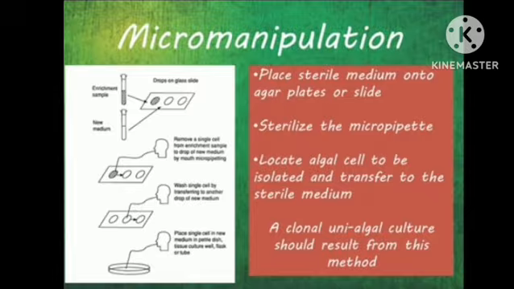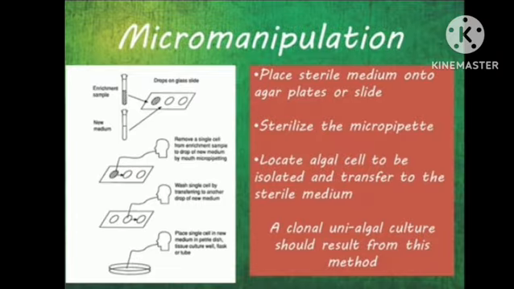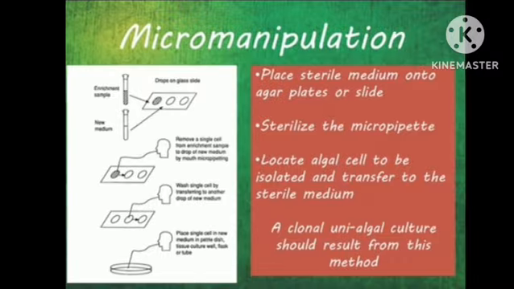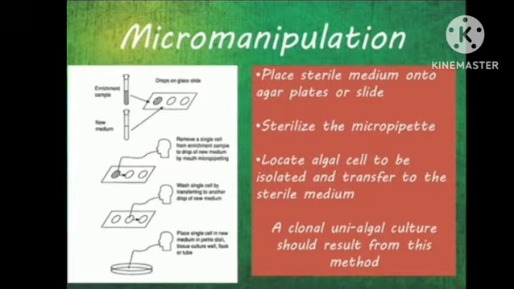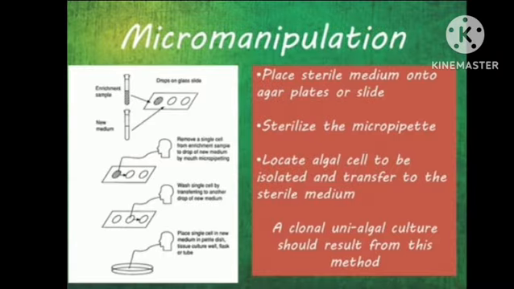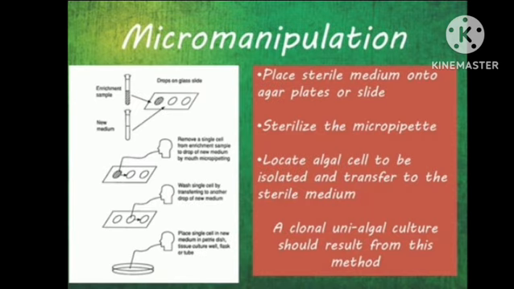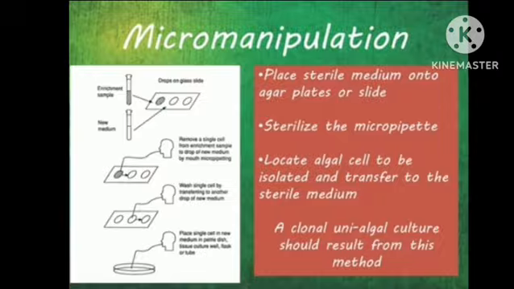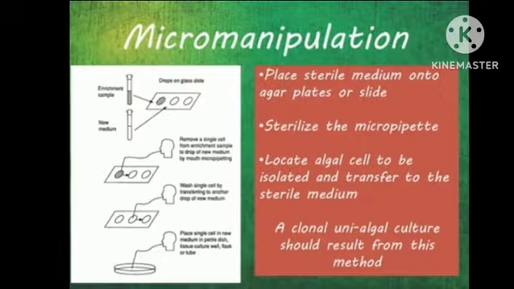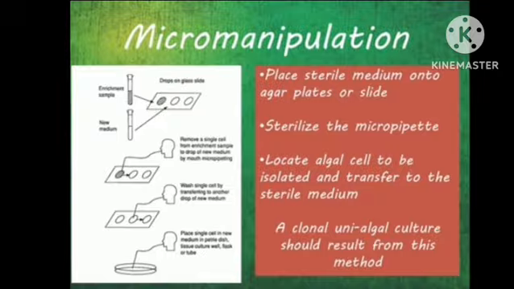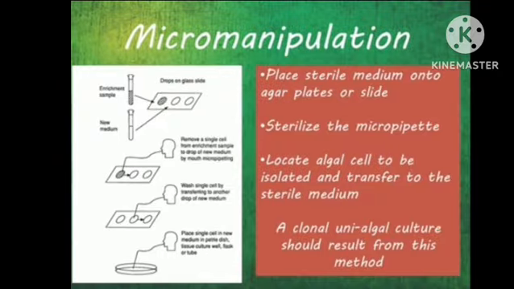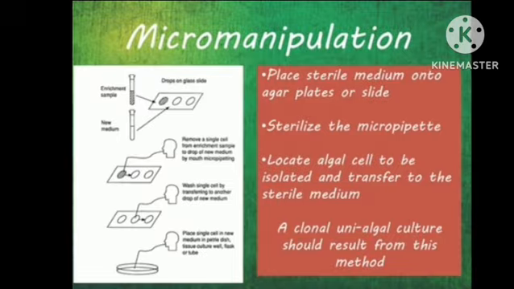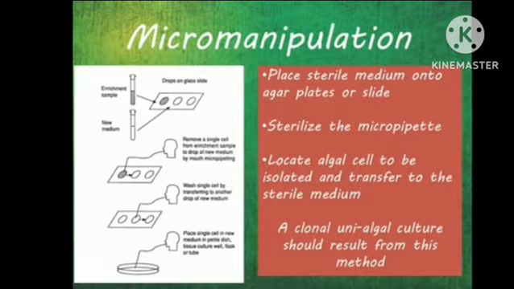Micromanipulation for single cell isolation. This method is used when we want a 100% pure culture, only one type of algal cell, no bacteria. What are the steps involved? First, place drops of sterile medium on a clean glass slide or Petri dish. Second, sterilize the micropipette. Use a very fine glass micropipette and sterilize it by flaming or autoclaving. And third, locate the algal cells to be isolated and transferred to the sterile medium.